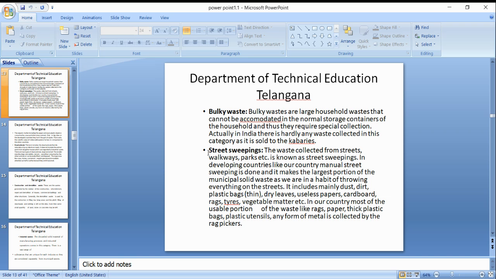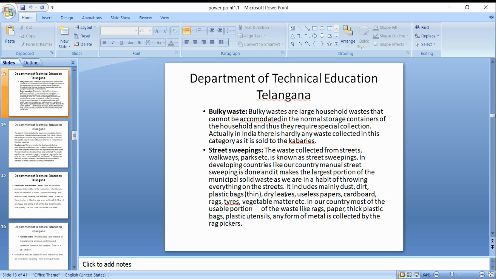In the streets, the municipalities generally in the morning times will sweep the streets, the walk areas and the parks, so that the street sweepings should be collected. In developing countries like our country, street sweeping is done manually, and it makes up the largest portion of the municipal solid waste as we are in the habit of throwing everything on the streets. We will not throw it in a dustbin, we will throw it as it is.